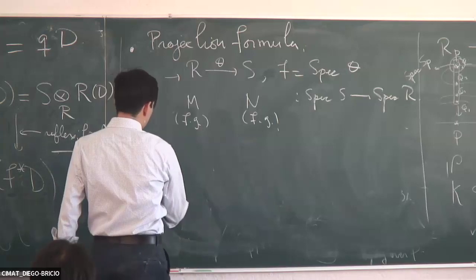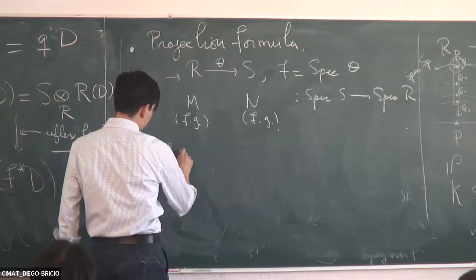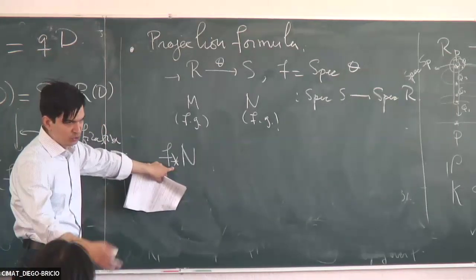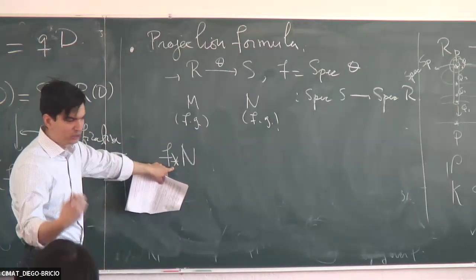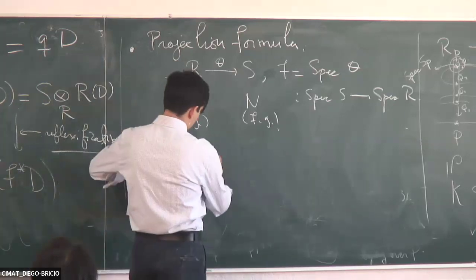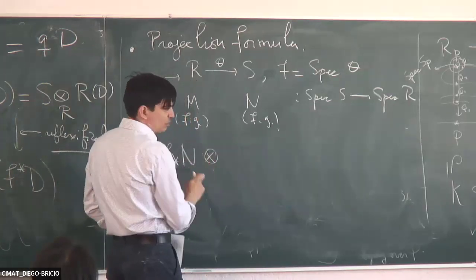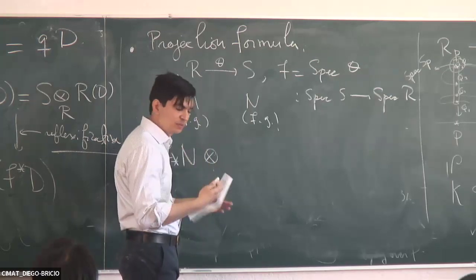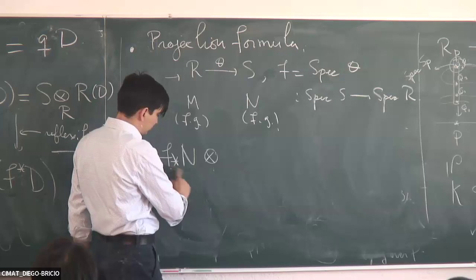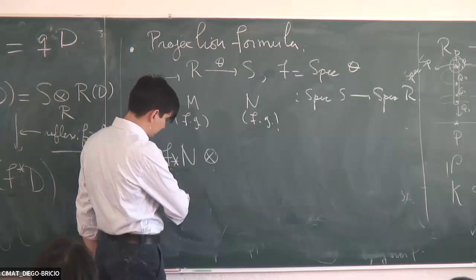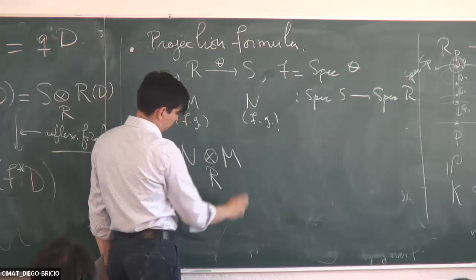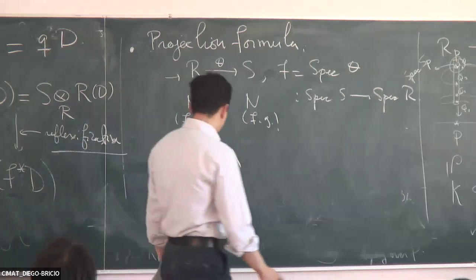So there is a canonical map that goes as follows. You can push forward N. In other words, we are just viewing N as a module over R by restriction of scalars. This is always a dumb operation, but conceptually it's important to keep track of it, especially because in algebraic geometry it's very, very important. So let's keep it here. Let's do the tensor product with M.